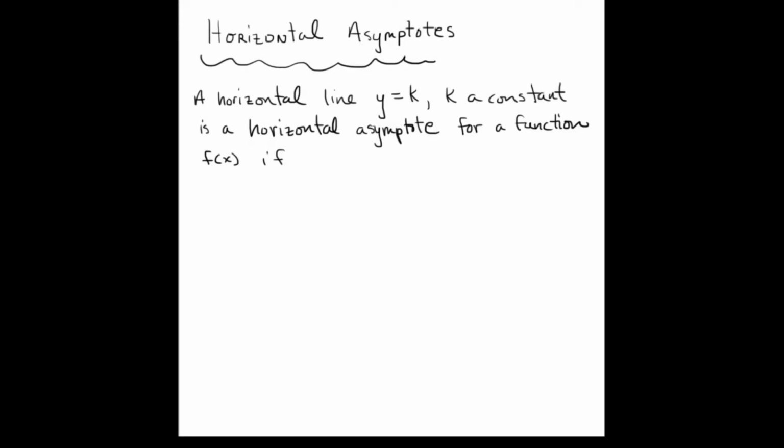Alright, let's first start with the definition. A horizontal line, y equals k, where k is a constant, is a horizontal asymptote for a function f if f of x approaches k as x approaches plus or minus infinity. So let's illustrate that with a particular k. Let's let k equal 3. And let's let x approach positive infinity.